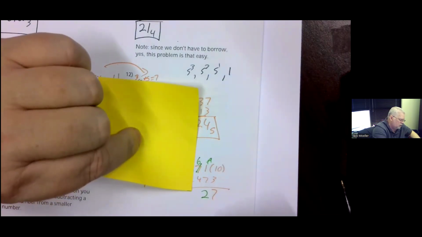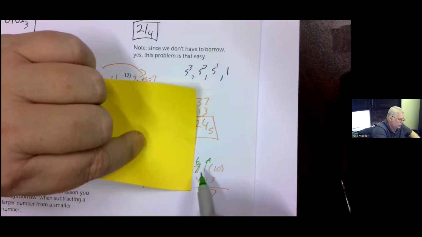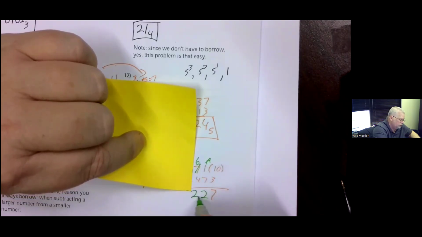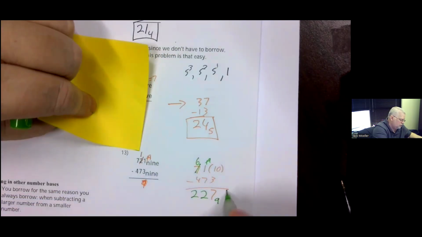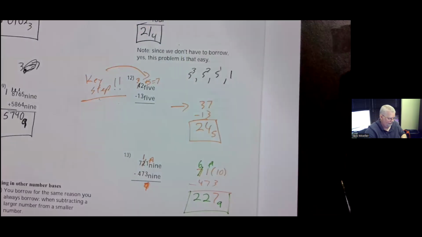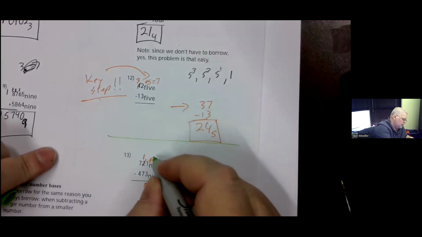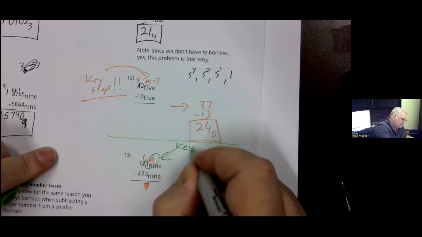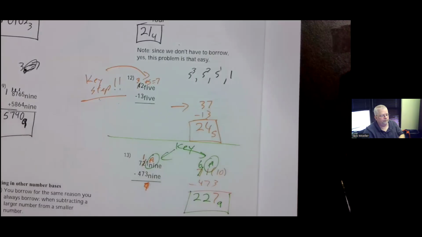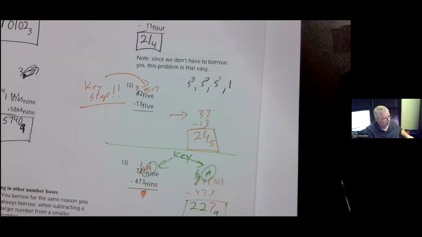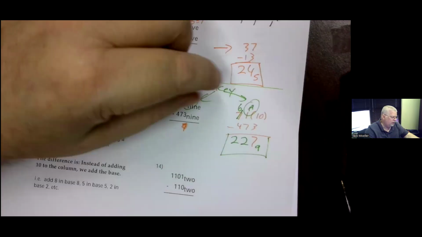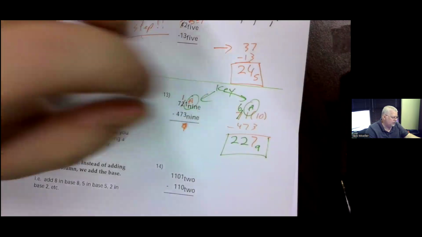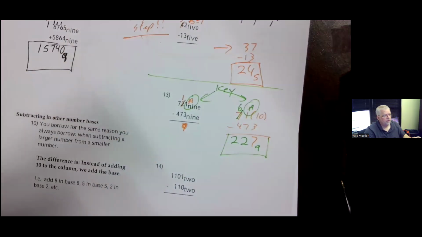And for that last column, we shouldn't have to borrow because bigger numbers are on top. So 6 minus 4 is 2. It's 9. Again, the key here is that we added 9, if we were in base 9. If you can have that click over in your head to not add 10, to add the base, that's what it takes to be successful with subtracting in different bases.